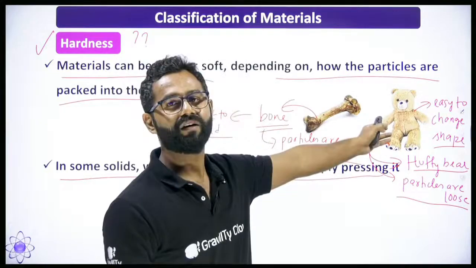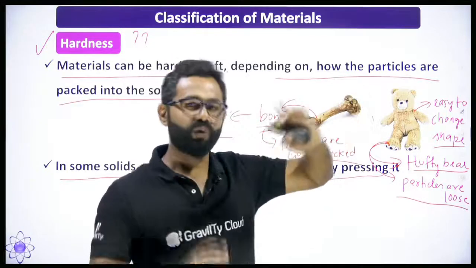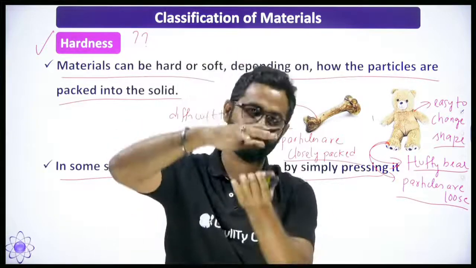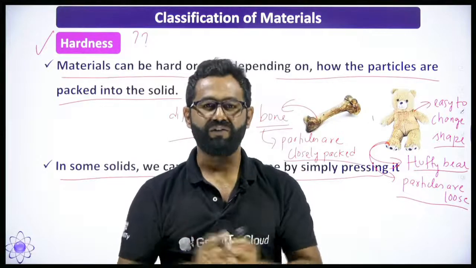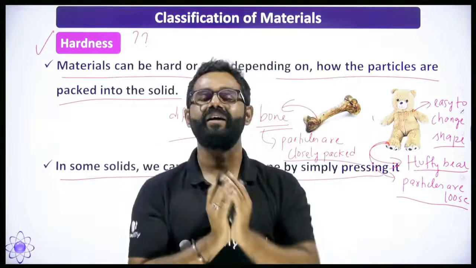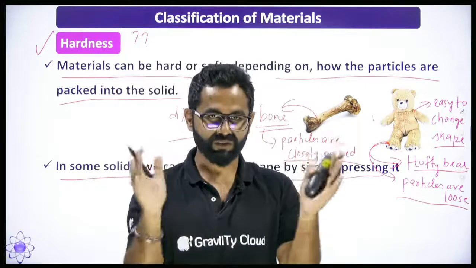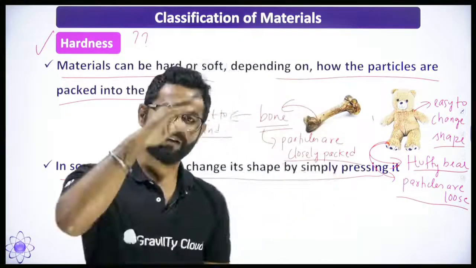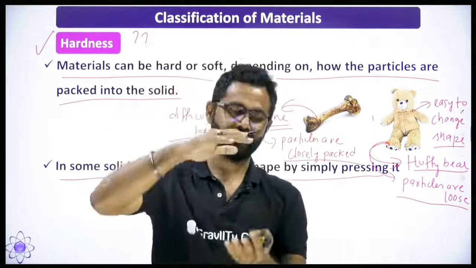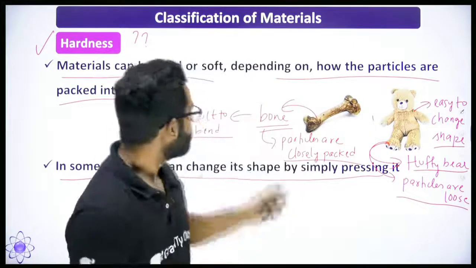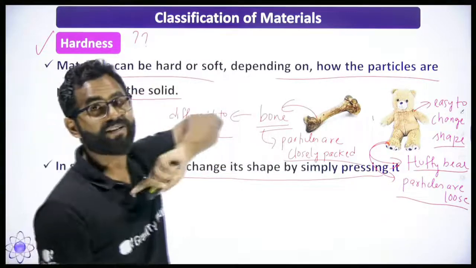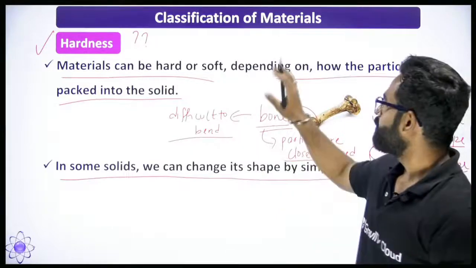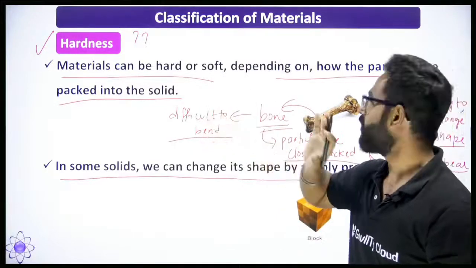Like here only, in the case of fluffy bear, you can just press the bear and its size will decrease from this much to this much, right? If you press it from the sides, its thickness will decrease. And if you press it from the top and bottom, its length will decrease, right? So this is how the hardness of the materials depends. It all depends upon the packing of the particles in the solid of that material.